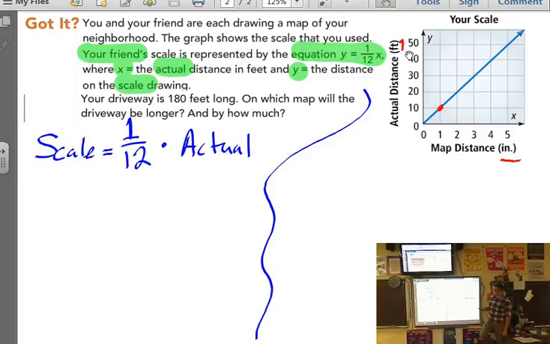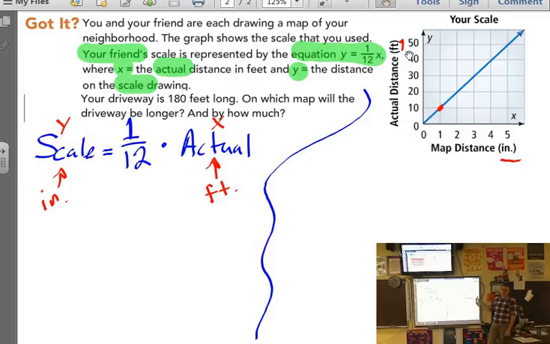Now wait, so if x was the actual, then this actual is probably in feet, and this scale is probably in inches. So here, this was his x value, and this was his y value. My y value, is my y the scale? What is my y labeled as? Actual distance, not scale, not the map. This is the actual. So here's the issue here. My friend and I have flip-flopped our x and y's.